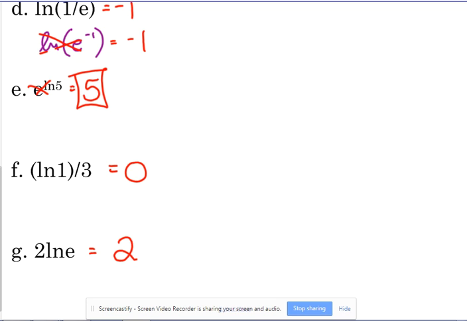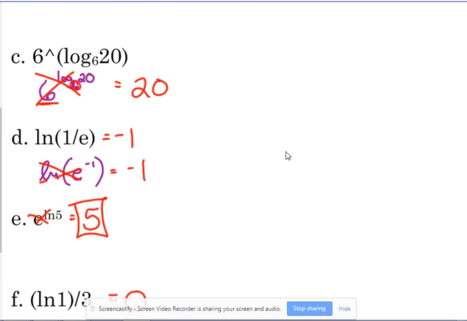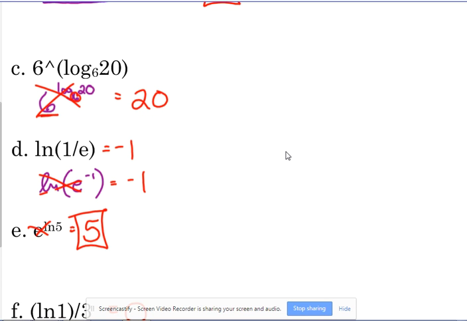Okay. So this was all about just using simple properties. But I really wanted to point out there in C, D, and E kind of how those cancel out.